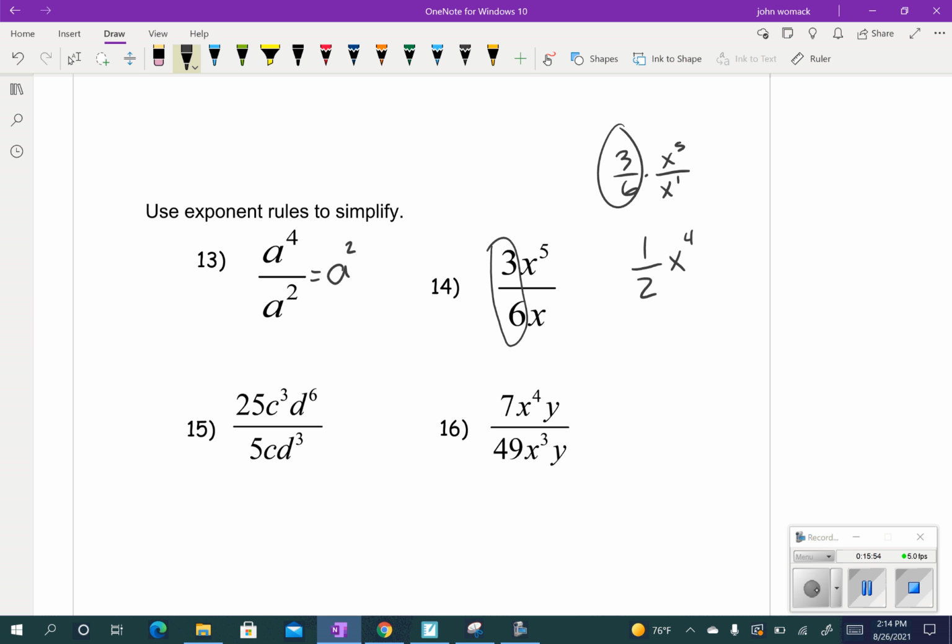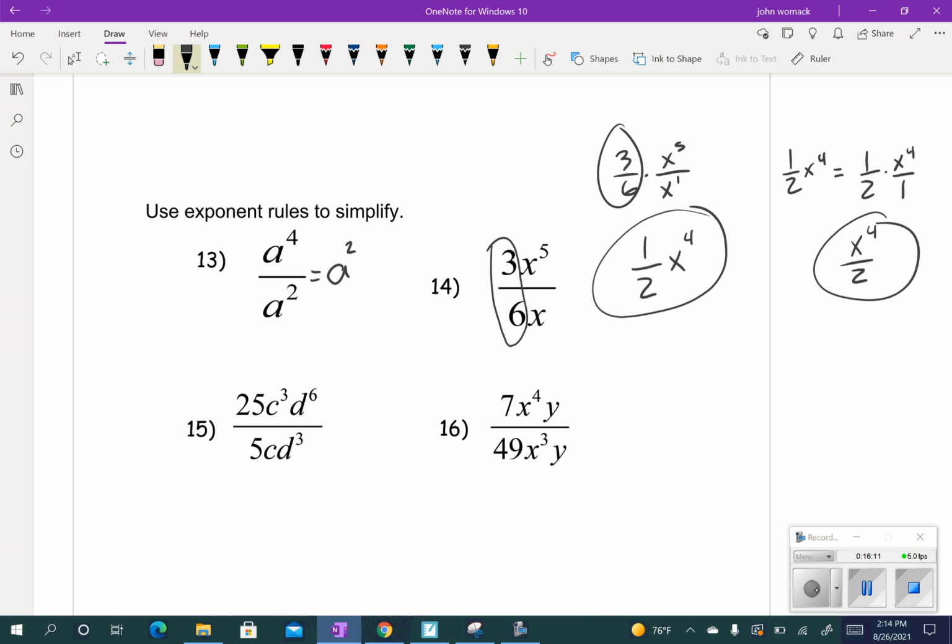Something I want to point out off to the side here. If I have 1/2 x to the fourth, that's the same thing as saying 1/2 times x to the fourth over 1, which if you multiply those together, I get an x to the fourth on top and a 2 on the bottom. I want you to be able to recognize that answer and that those two are the same thing. And there's not one that's more right than the other. In fact, you could see it written both ways. I just want you to get used to it. So you could take the x to the fourth and leave it on top of the fraction, or you can drop it off to the side.